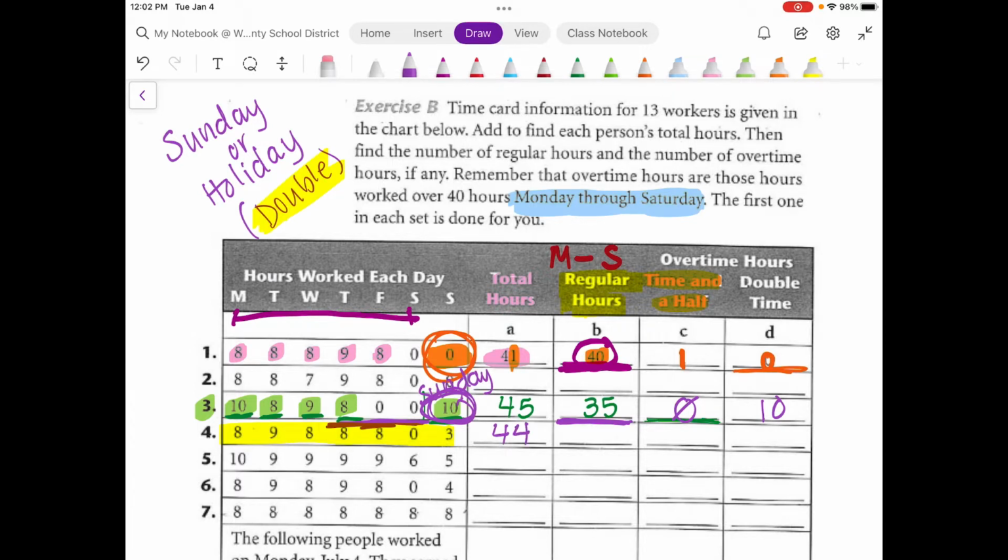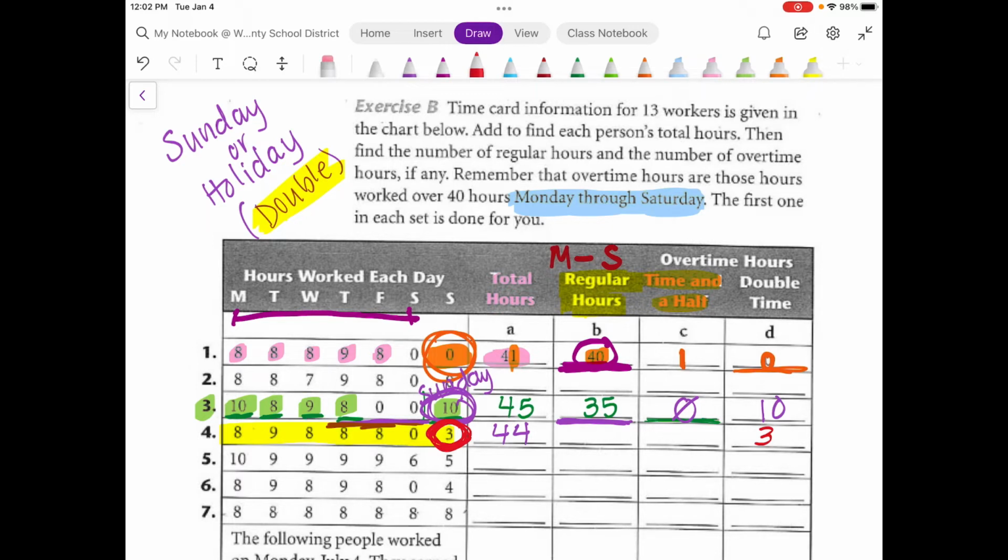Regular hours. Okay, so here's where it gets a little bit more tricky. And if you want to fill out other stuff, you can. If anything lands on a Sunday, that's automatically double. So we'll go ahead and transfer that number to the double column. So 3 of those are going to be double. So if I take away the 3 from the original 44, I'm still dealing with 41.